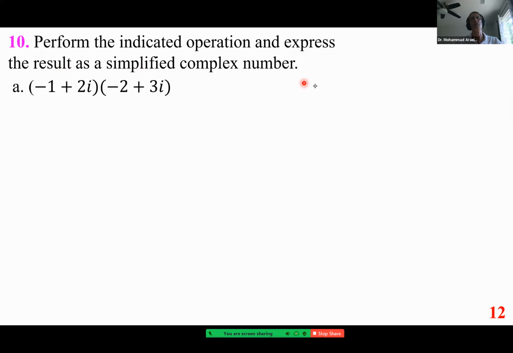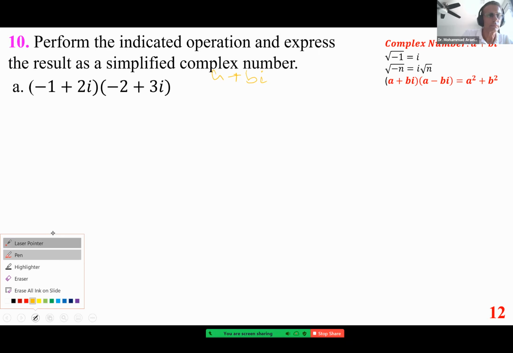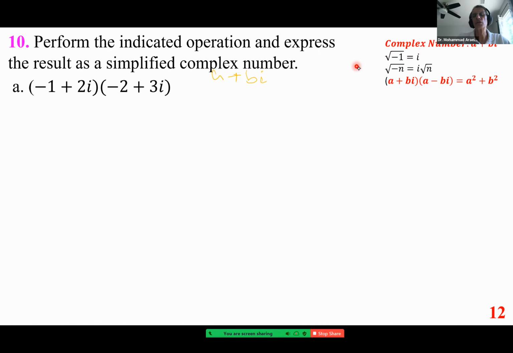I'm going to remind you that a complex number is in the form of a plus bi. i by definition is the square root of -1. Therefore, the square root of negative n would be i square root of n. Sometimes they put the i in front because we don't want to make a mistake of thinking it's under the radical. And when we multiply these two, it becomes a squared plus b squared.